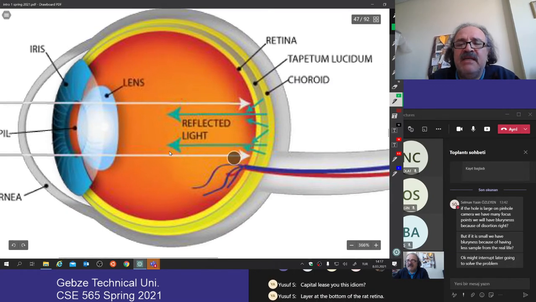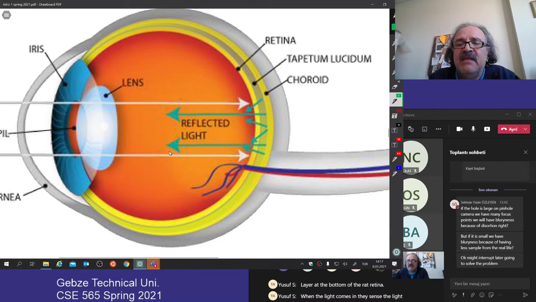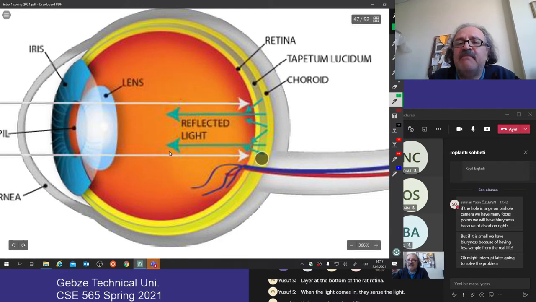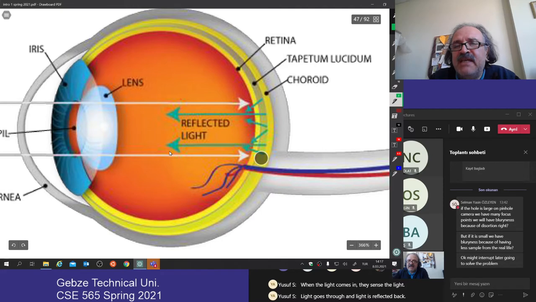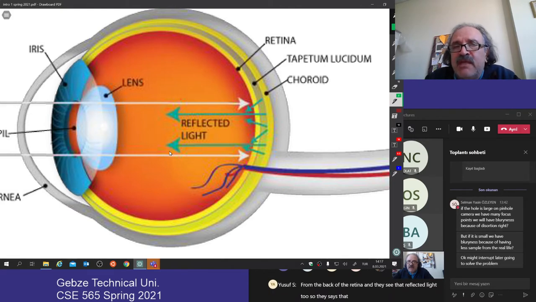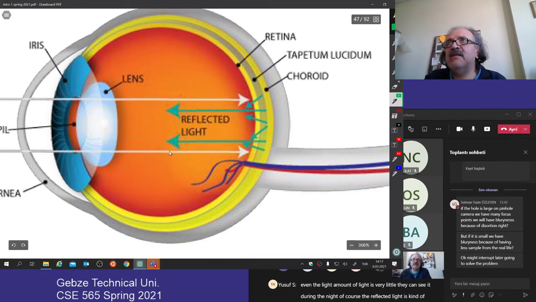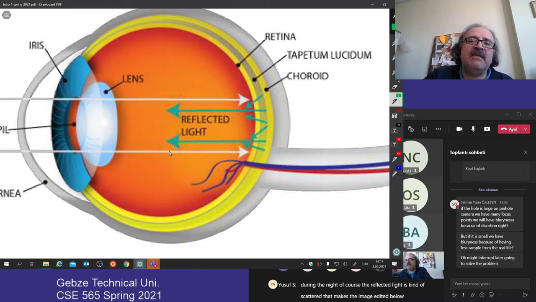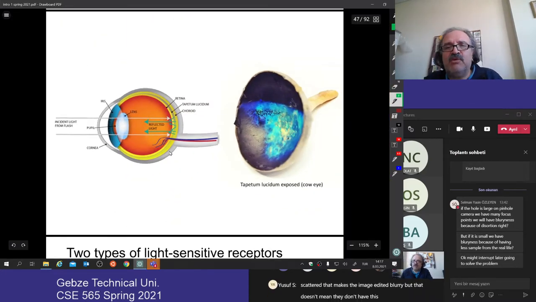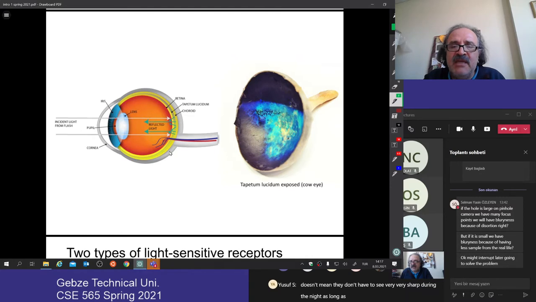When the light comes in, they sense the light. Light goes through and light is reflected back from the back of the retina, and they see that reflected light too. So they sense the same light two times. That means that even if the amount of light is very little, they can see it during the night. Of course, the reflected light is kind of scattered. That makes the image a little bit blurry, but that doesn't matter. I mean, they don't have to see very, very sharp during the night. As long as they see their prey, as long as they see their predator, they should be fine.